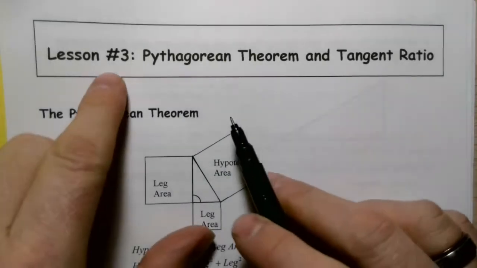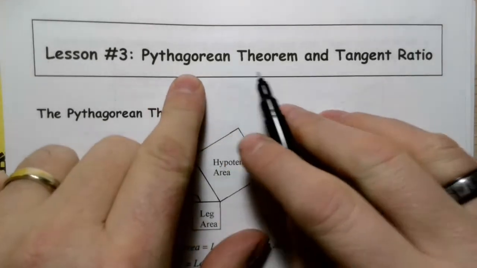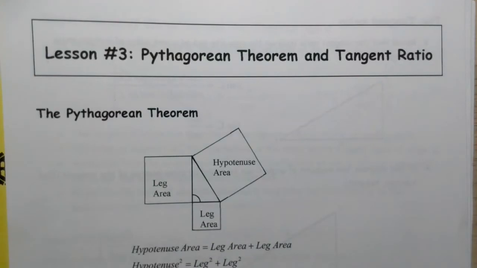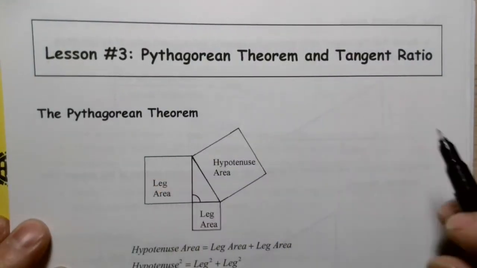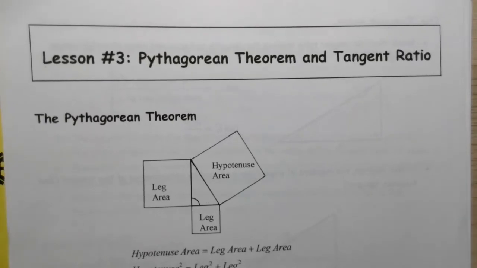Okay, hi everybody. So in this lesson, we're going to take a look at the Pythagorean theorem and the tangent ratio. Now, I know in this chapter that might seem a little out of place because we were just talking about fractions and ratios, percentages, proportions, and so on. Now all of a sudden we seem to be going towards trigonometry. But there's a good reason for that, and you should see the connection coming up here shortly.